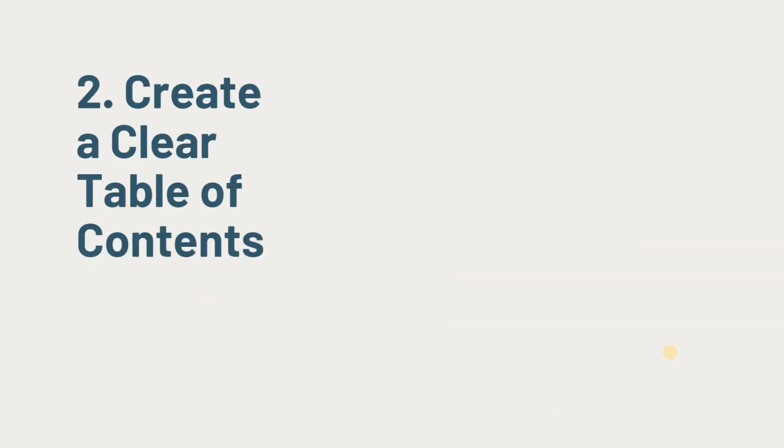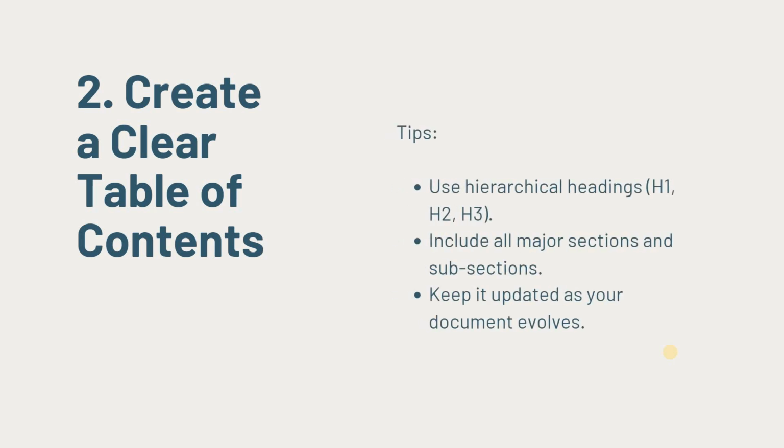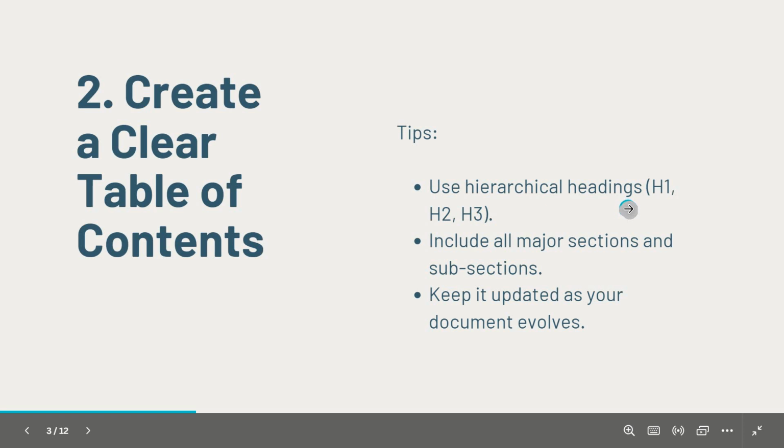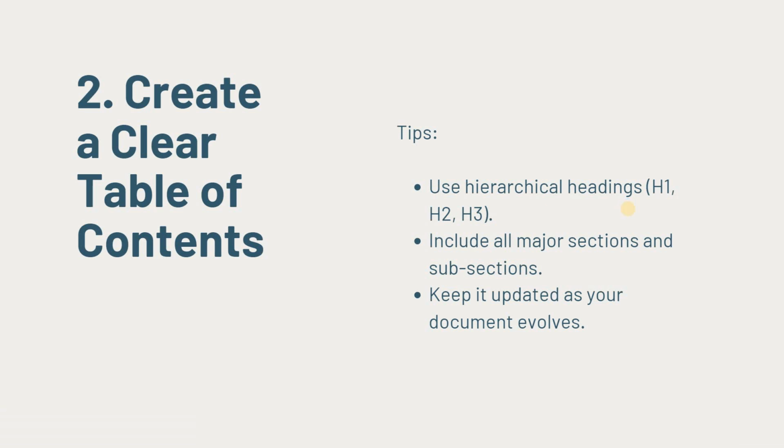Number 2 is creating a table of contents. Imagine your reader is a traveler and your documentation is the map. A well-organized table of contents is essential. It's like the GPS of your document, guiding users to the information they need quickly. So here are some tips to create a table of contents. Use hierarchical headings, H1, H2, and H3s. Include all major sections and subsections, and keep it updated every time you make changes to your document.